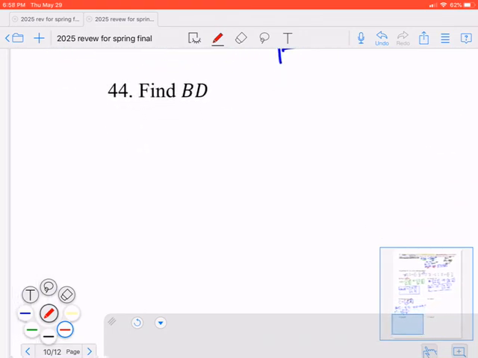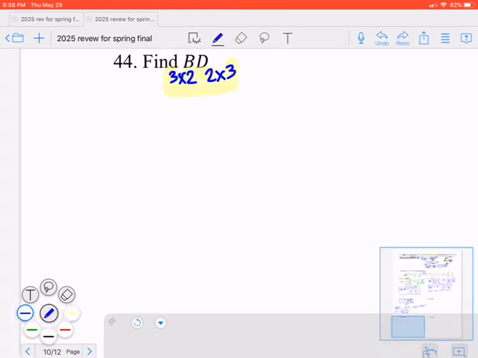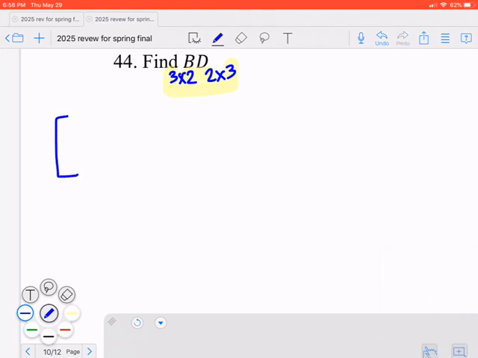B times D. B is a 3 by 2. D is a 2 by 3. So the inner dimensions do match, and so my answer matrix is a 3 by 3. So I'm going to write them next to each other real quick. Oops, my screen went down.